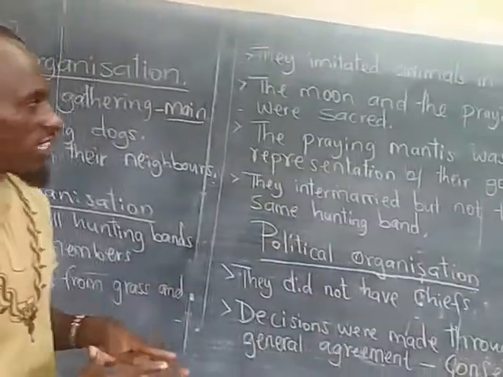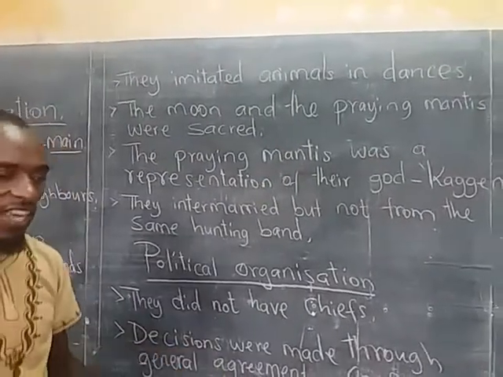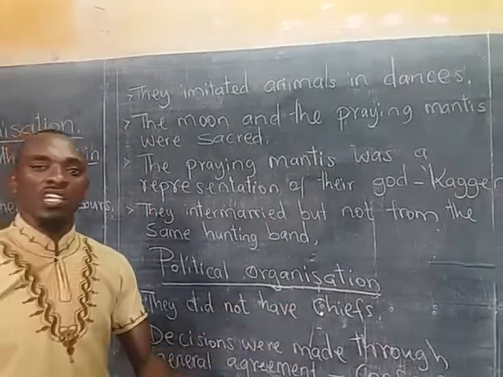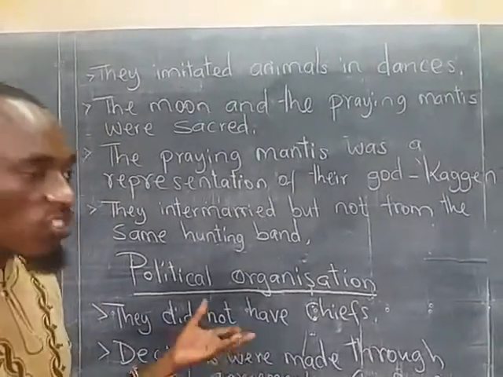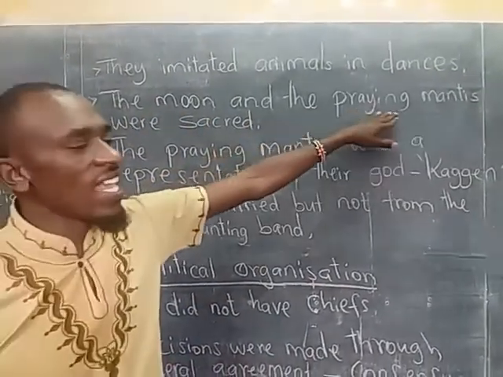You should also note that they imitated animals in dances. When they were dancing, they could imitate, for example, a hyena or other animals that were common in their areas. They could imitate the ostrich and so on and so forth.